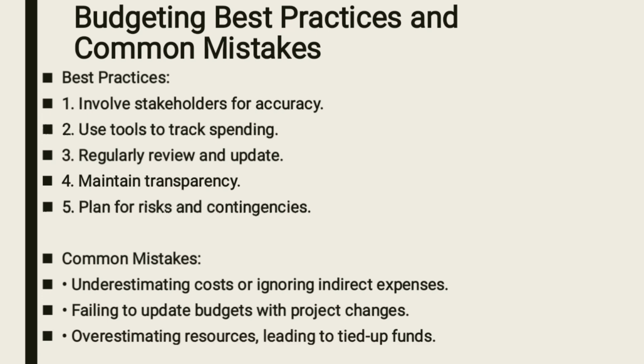The last one is where you overestimate, and that may lead to tied up funds. Your budget is $100,000, but you have overestimated it and put it at $150,000. By the end of the day, you have finished your project and spent just $100,000, and there is a tied up fund of $50,000. That is not good as a project manager. Make sure that your predictions or your estimations are very realistic.